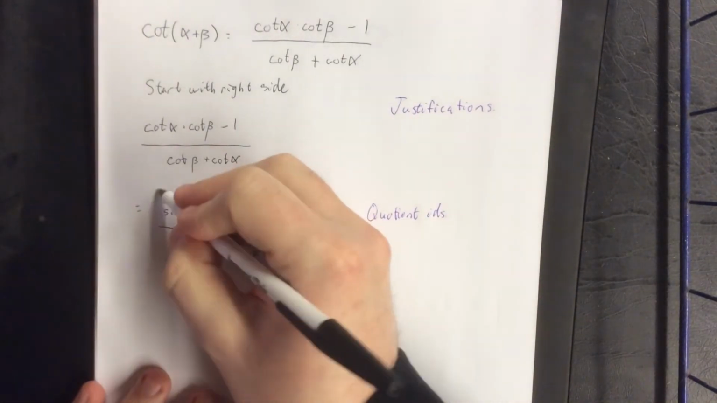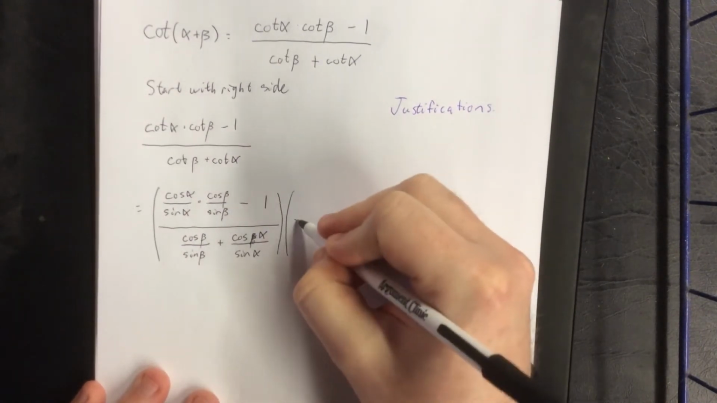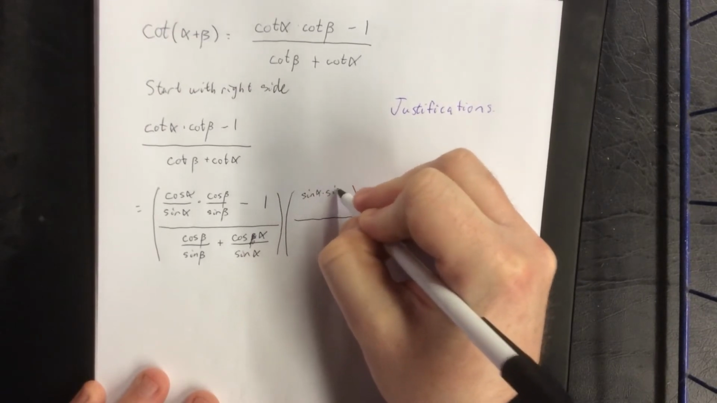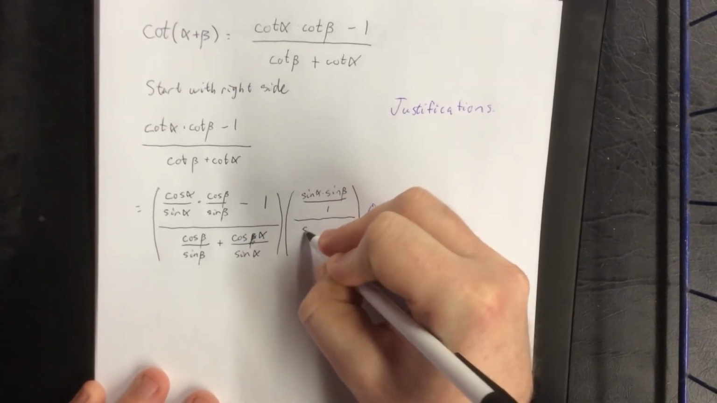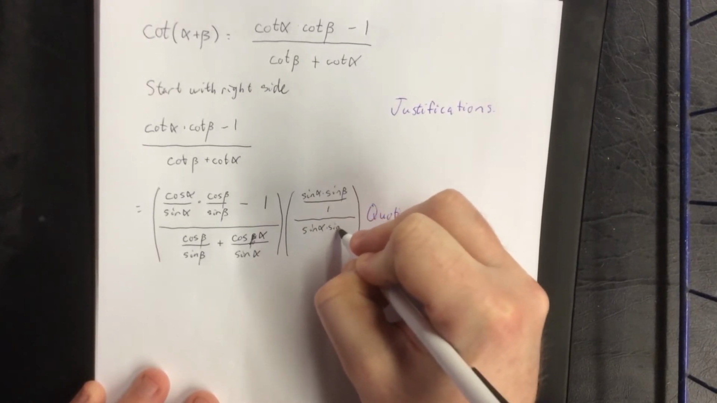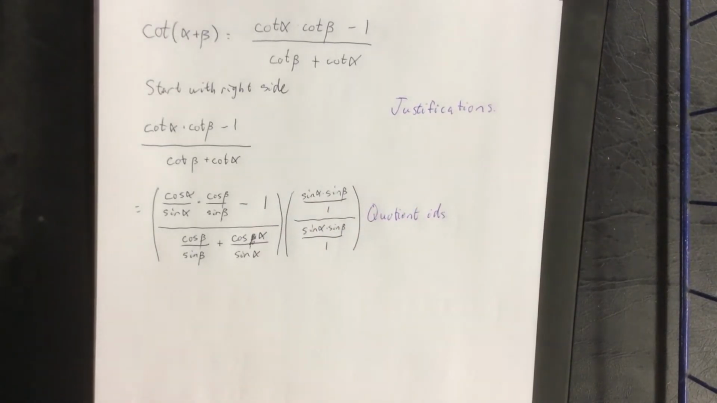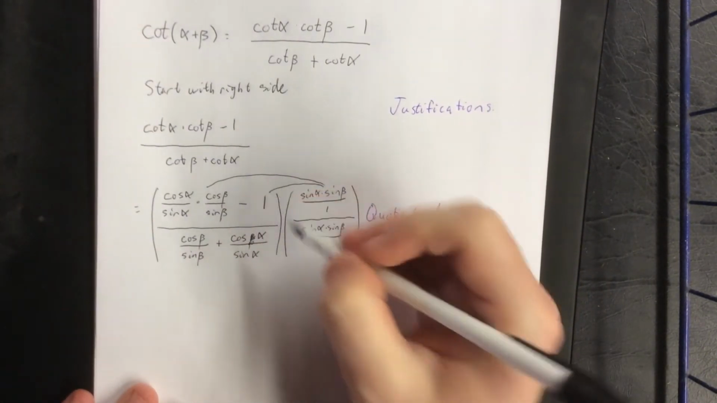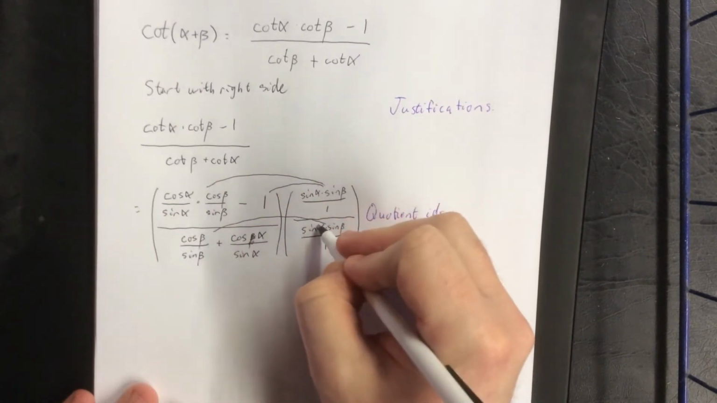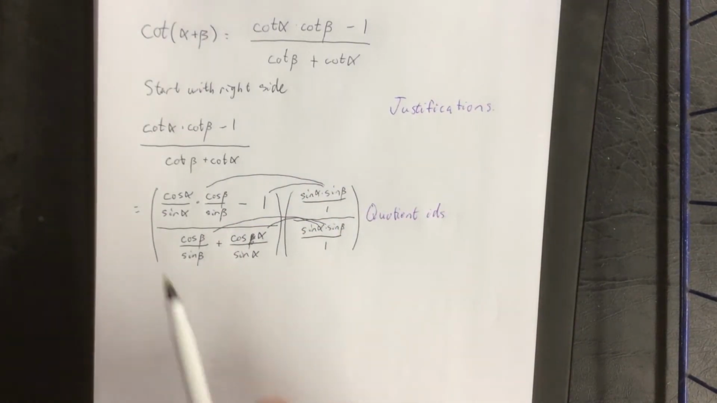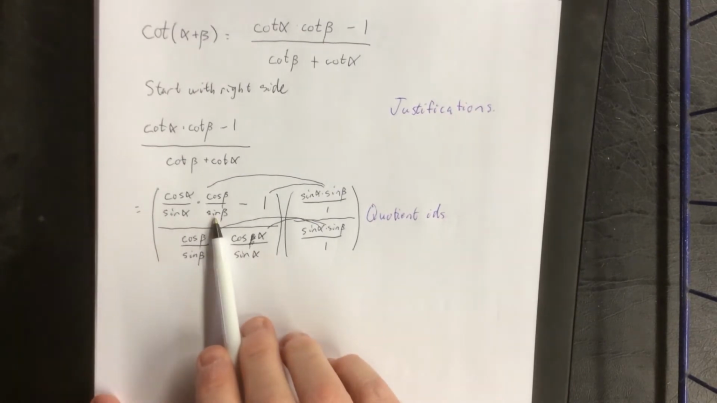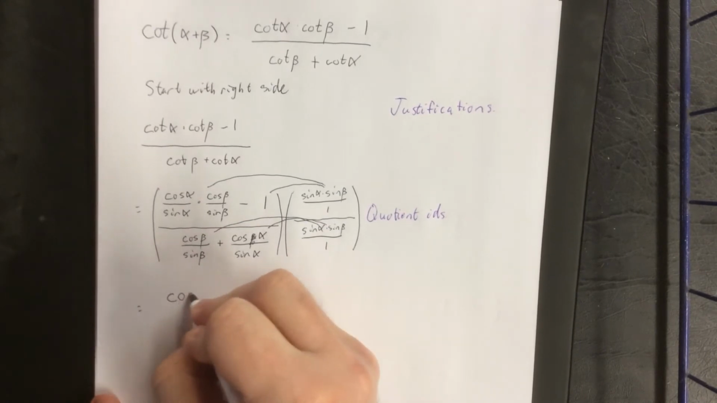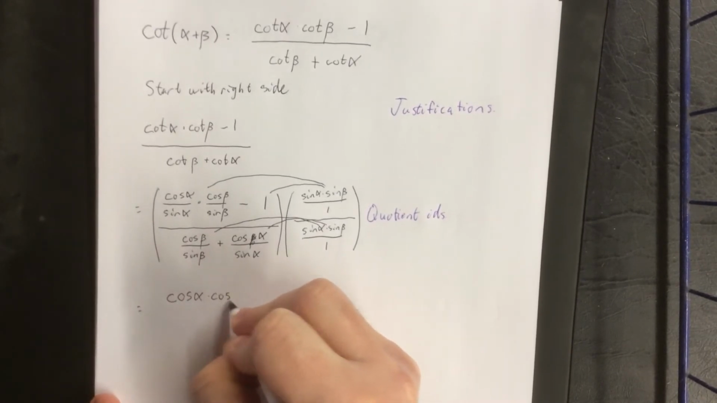Now from here, just like on our last example, we have a very, very massive fraction inside of a fraction. I'm going to multiply top and bottom of the big fraction by the lowest common denominator of all of the little fractions. The distributive property says that I'm going to be distributing these over the subtraction in the numerator and over the addition in the denominator. So for the first fraction, we have a sine of alpha, sine of beta in the denominator. We're multiplying by sine of alpha, sine of beta. That'll cancel completely. We'll be left with cosine of alpha times cosine of beta.